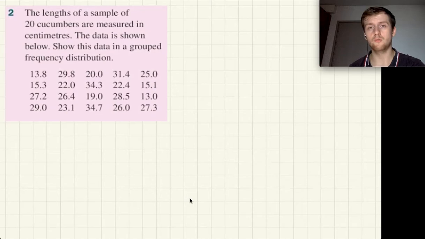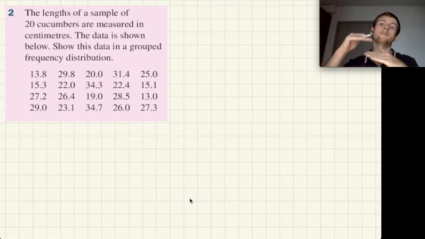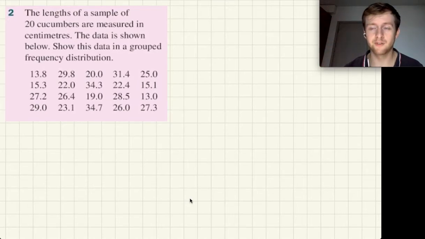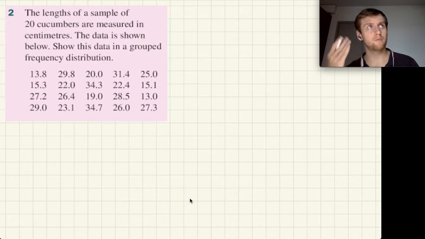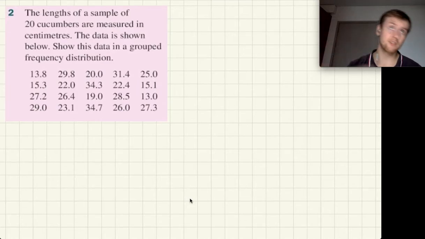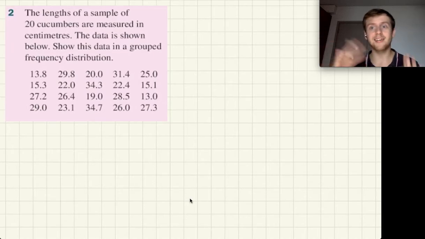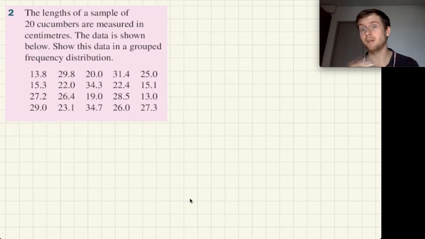Grouped means that we don't want to write every value from here. We want to group them in different categories, like you would if you were measuring the height of the students in school. You don't want to make a separate row for every student, because all the students have slightly different heights, like 160.2, 160.3. It's all in there, and at the same time it's not.